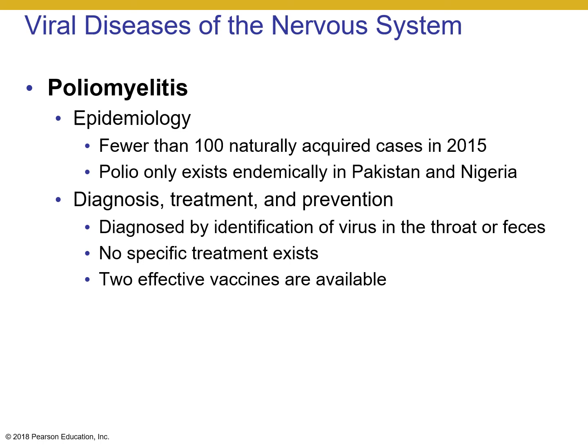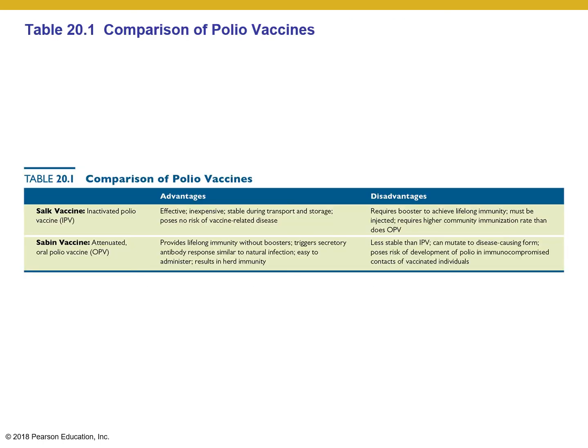Diagnosis is identification of the virus in the throat or the feces. You can do a throat swab and test for the viral nucleic acids. There are no specific treatments, but there are two very effective vaccines. So we have the Salk vaccine, which is an inactivated polio vaccine, and the Sabin vaccine, which is an attenuated oral polio vaccine.